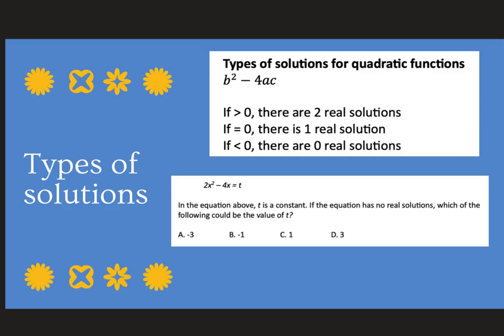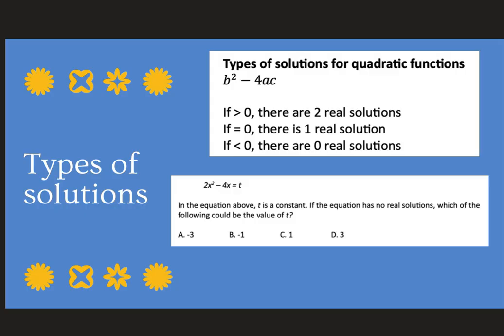All right, so this question is talking about, if you read the question, it says, in the equation above, t is a constant. If the equation has no real solutions, which of the following could be the value of t? So first of all, what I'm about to teach you only works on a quadratic. This is a quadratic, okay?